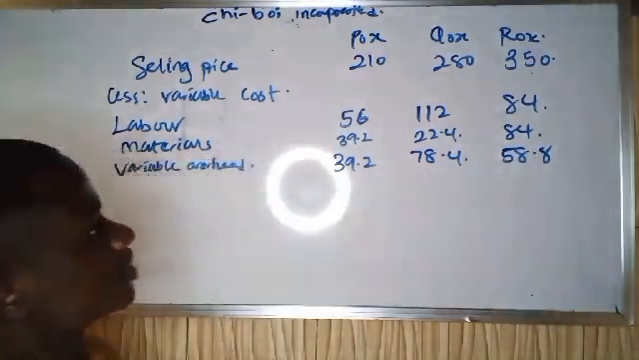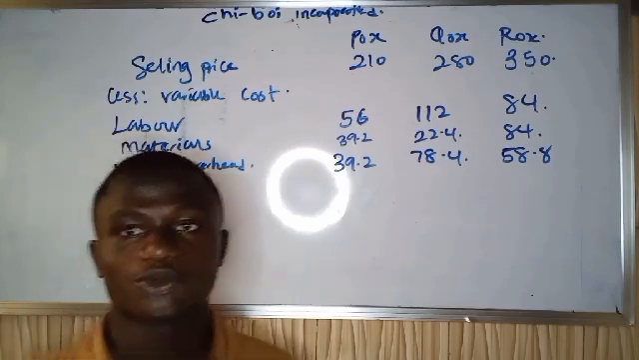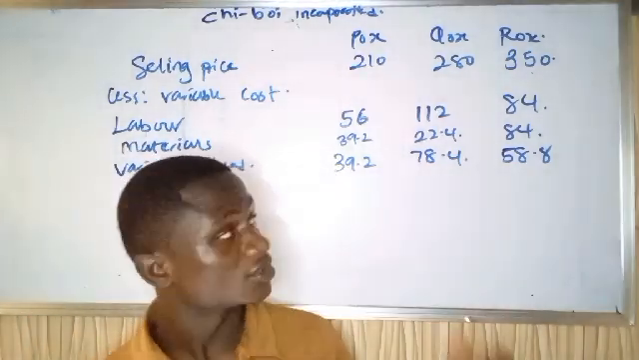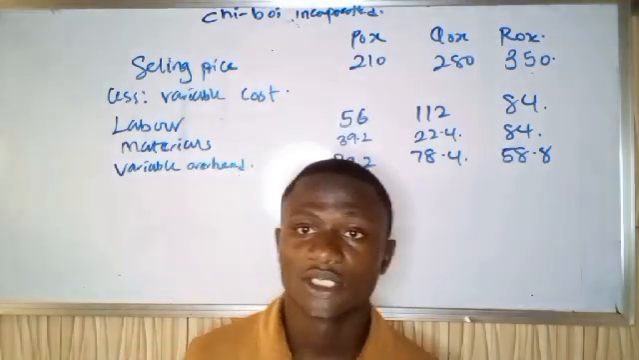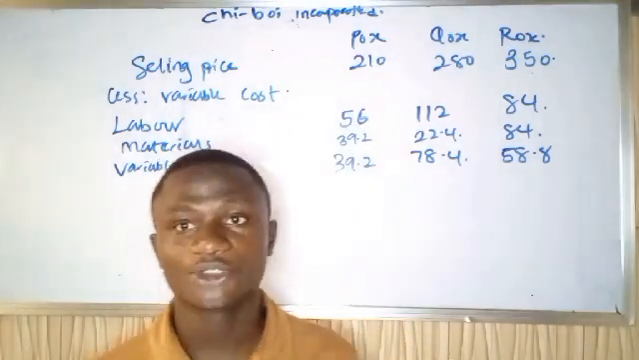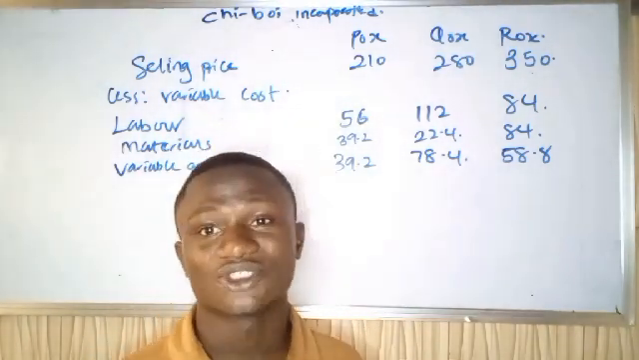58.8. So is there any other variable cost that we have in the question that we have not cited here? Yes, there's another one, and which is the selling commission. You guys should know that selling commission or commission for agents is also a variable cost.